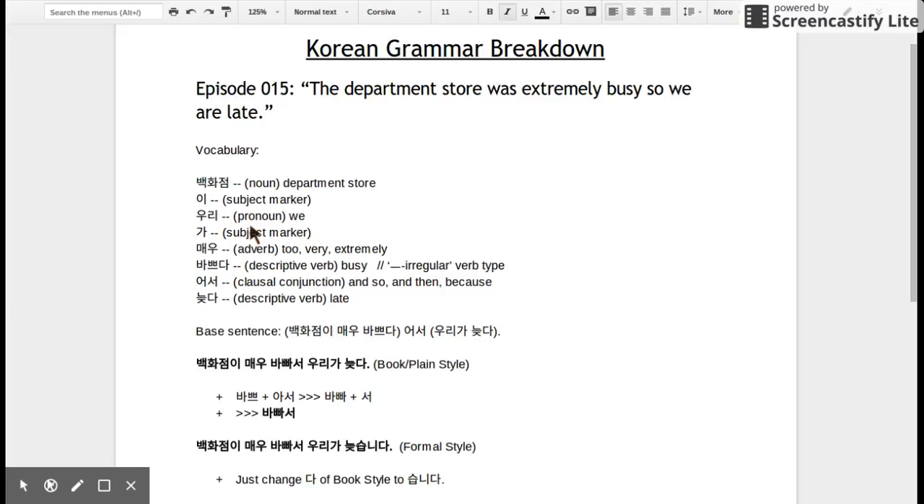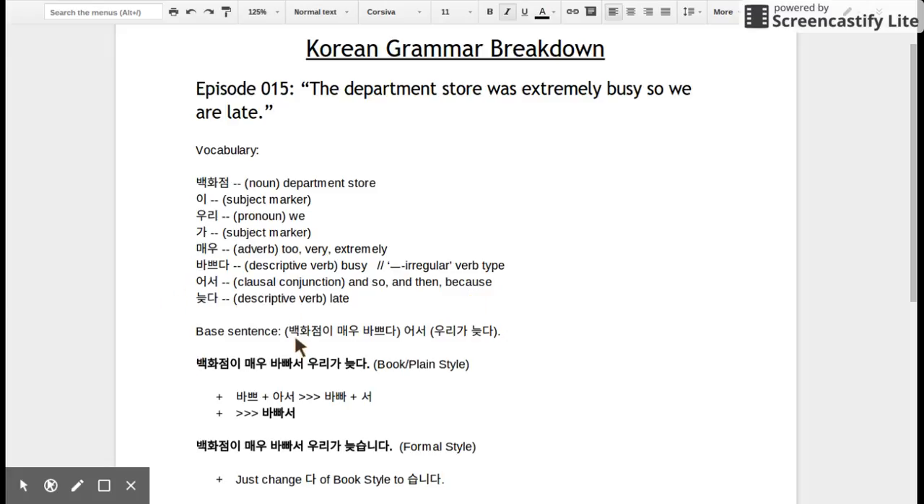But uri, pronoun, we. Mei-u is an adverb meaning very, extremely. This has a very strong or negative connotation. Babada, descriptive verb meaning busy. This is an irregular verb. I'm going to slowly introduce the different classes of irregular verbs. There's about eight of those. Also, a causal conjunction, and so, and then, because. The first clause gives a reason for the second clause, usually a pretext. Sometimes it can just mean and. Nutda, descriptive verb, late.